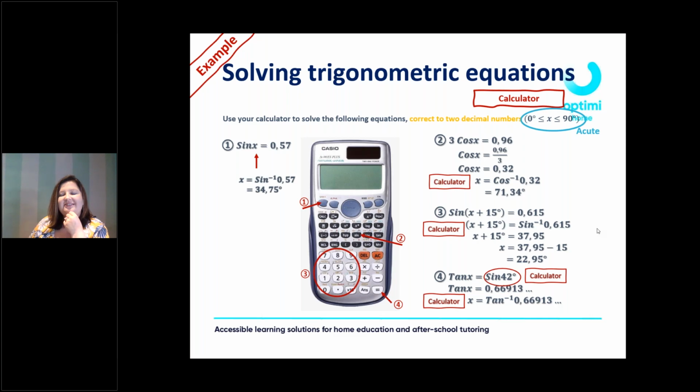I wanted to ask, why do we tackle trigonometry so early on in the year if it's only going to be coming on in term four exams?